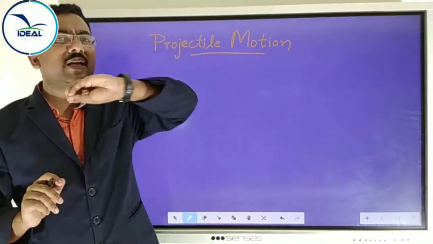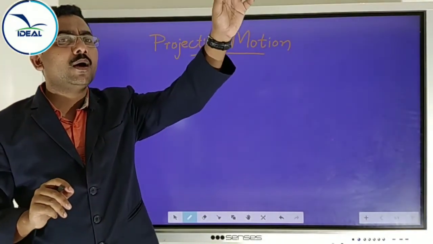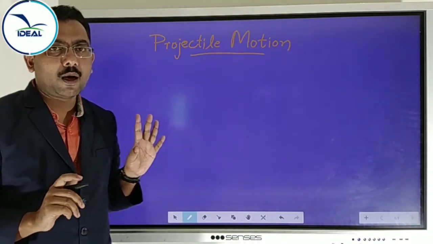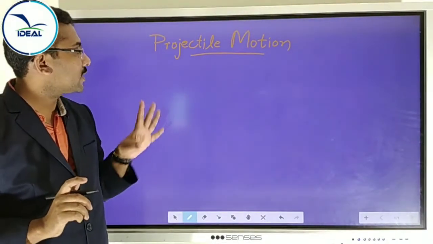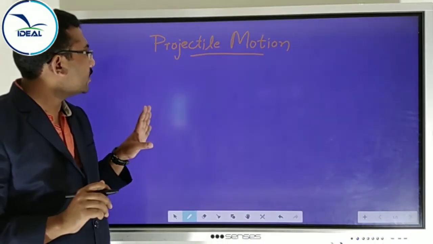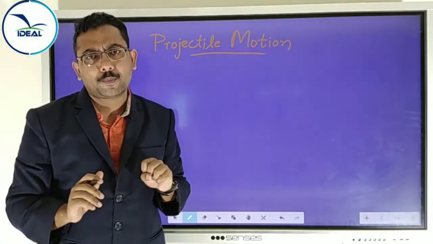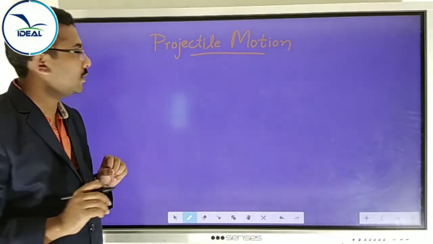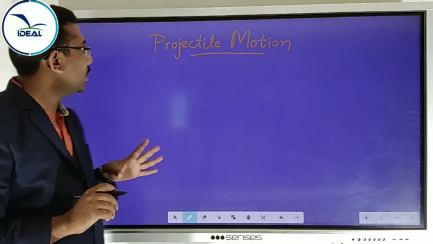Suppose a flight is moving and a bomb is released from the moving flight. It is a parabolic motion. It is a projectile motion. Now we can see a large number of examples of projectile motion. Yes, you can write the examples in your notebook.